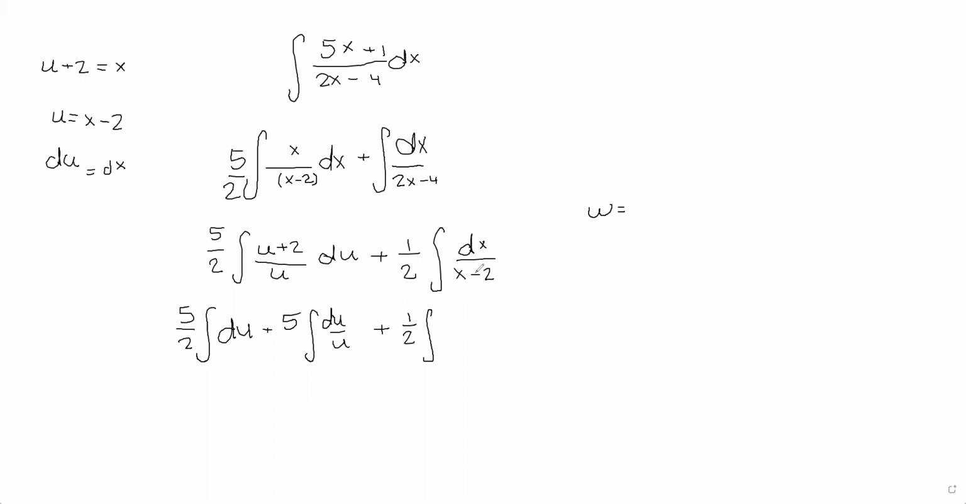So I'm going to set w to be everything on the bottom. Typically it would be u, but u is already being used. So I'm going to use w as my variable for this next part. So w is going to be equal to our nested function in the bottom. It's going to be x minus 2. And then the derivative of w with respect to x is going to be just 1. So then dw is going to be dx if we multiply both sides by dx. So now let's go ahead and substitute everything in. So dx is just dw. And then everything on the bottom is going to be w.